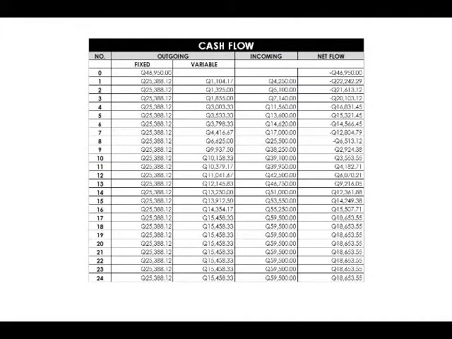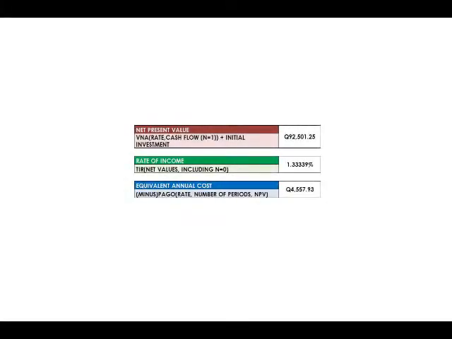In this table we have several columns. The first two are the outgoing cash flow, both fixed and variable. On the third we have the incoming cash flow. On the last column we have the net flow, which is nothing more than the sum of the positive incoming flow and the negative outgoing flow. Lastly, we show you the final calculations done by Excel.